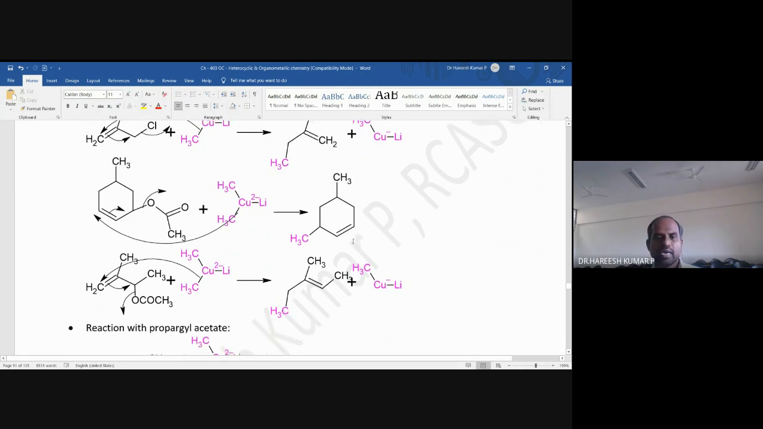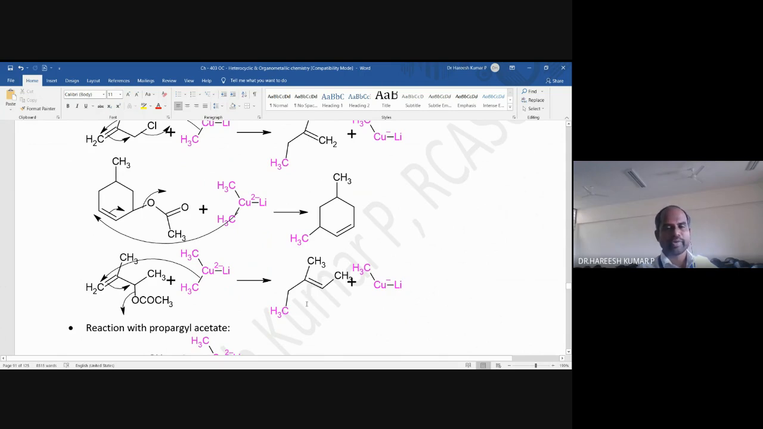And then I will take one more. What is the name of this compound? Here also acetoxy is there. Here also acetoxy is the leaving group. Then there will be a new bond formation between this carbon and this carbon. When there is a new bond formation between this carbon and this carbon, this bond pair is going over here, and this acetoxy is going out. That is how the product is obtained.